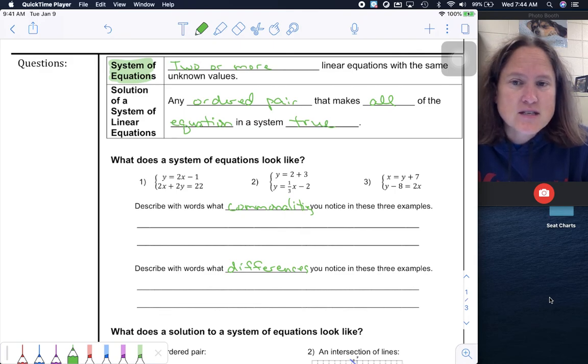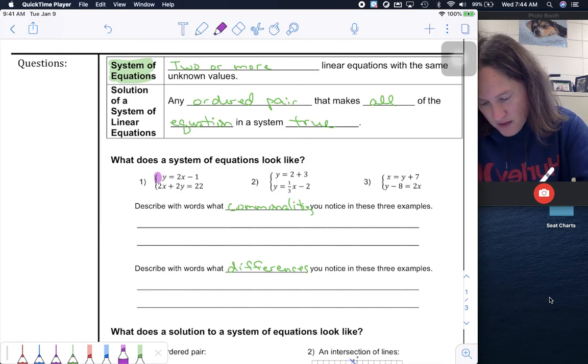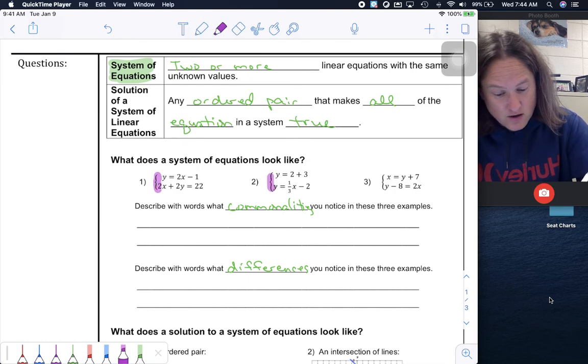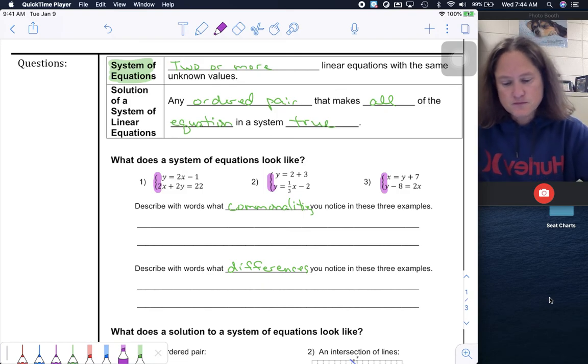Some differences are that example 1 is not solved for y, but all the rest of them are except for number 3. So you have a bunch of different things, but all of those turn out to be systems. They are two equations linked together with the same unknown values, x and y, and most of the time you use this brace, that squiggly bracket, to represent that the two equations are together.